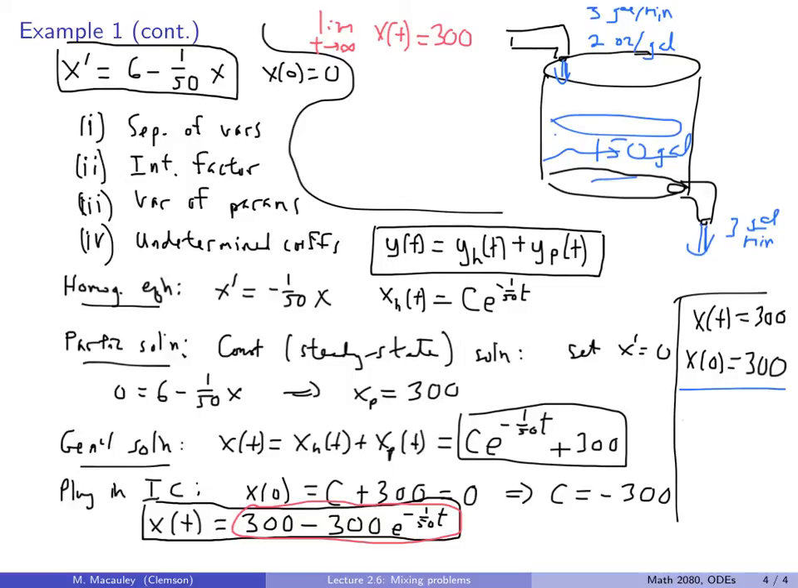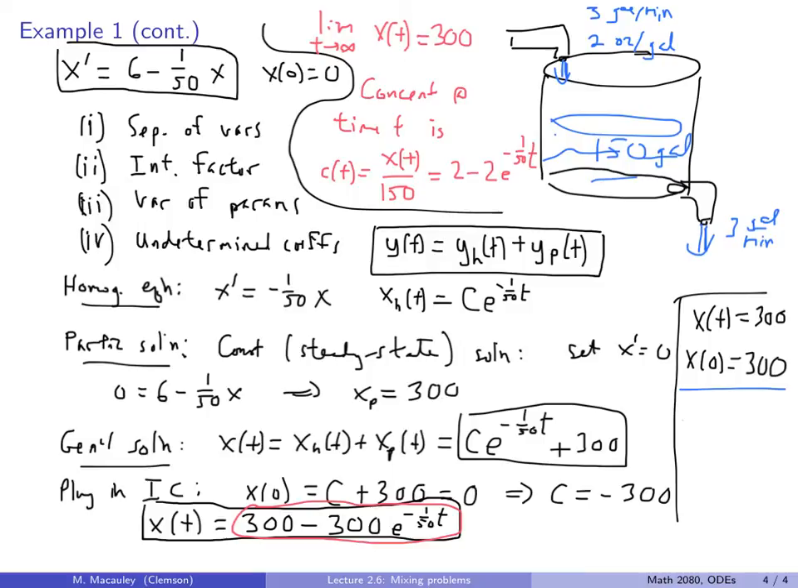Finally, let me say one more thing, because I think I actually asked for the concentration at time t, not just the amount of salt. So let me say that the concentration at time t is, let's call it c of t. That's just x of t, the amount of salt, over the volume, which is 150. So that's 2 minus 2 e to the minus 1/50th t, and you can see that as time goes to infinity, the concentration will approach 2, which is the concentration of the incoming water.